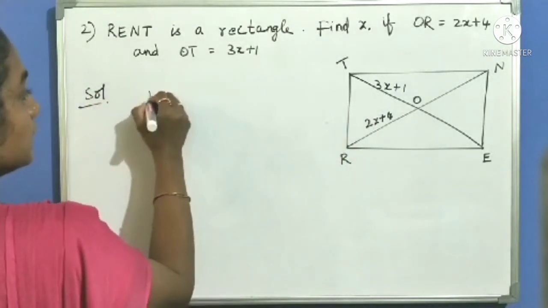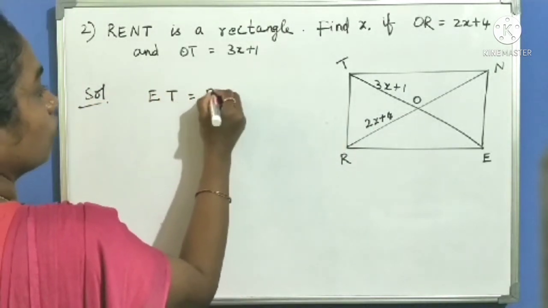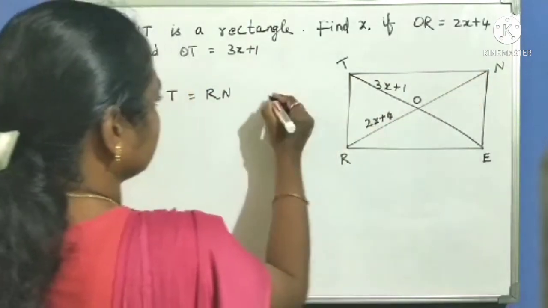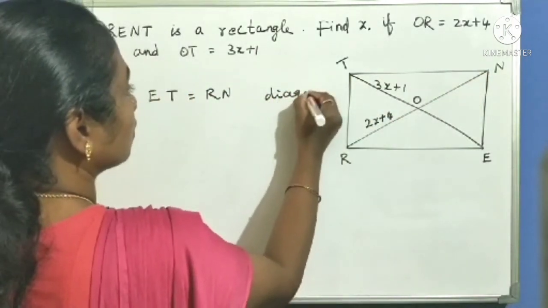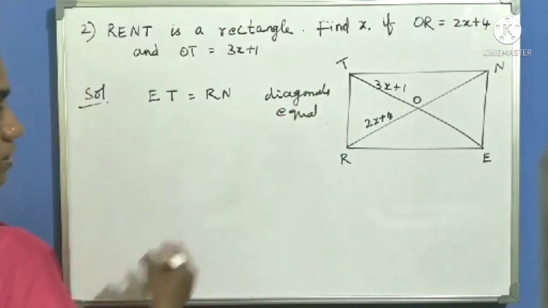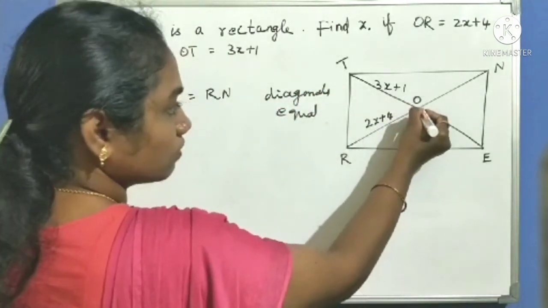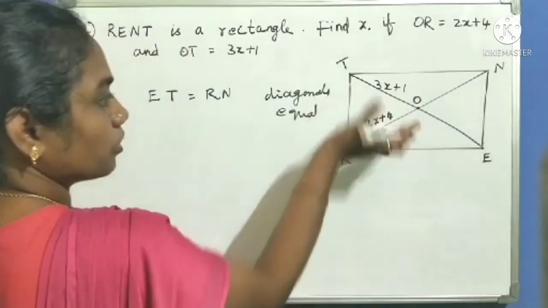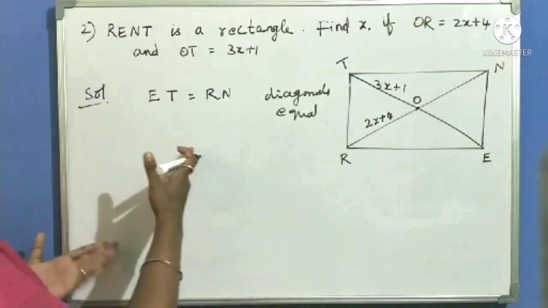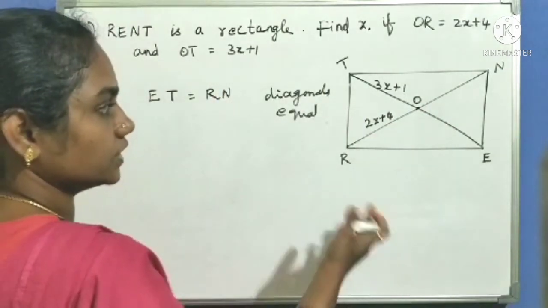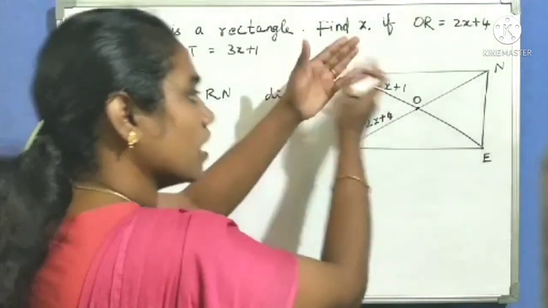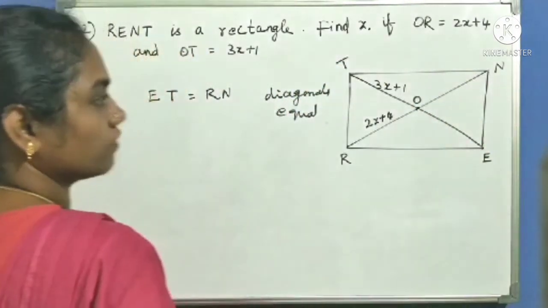So diagonal ET is equal to RN. These two diagonals are RN and ET. Both diagonals are equal. So this is the center. This part and this part are also equal, so the diagonals bisect each other. Diagonals are equal and diagonals bisect each other. So this one is equal, and the same thing, this one is equal. Already the two diagonals are equal.